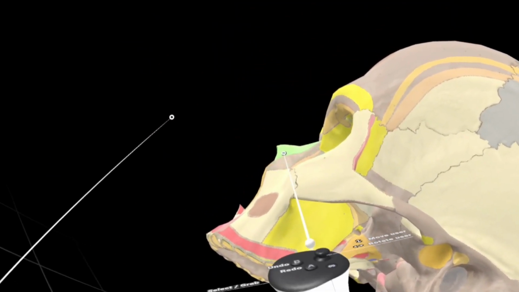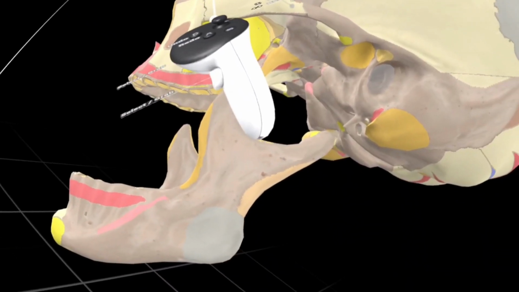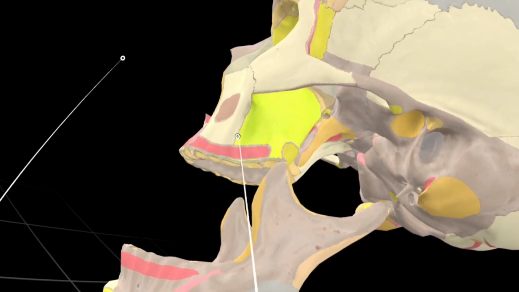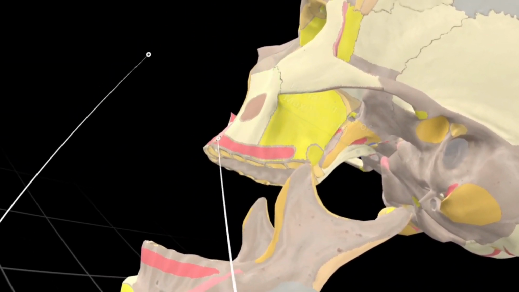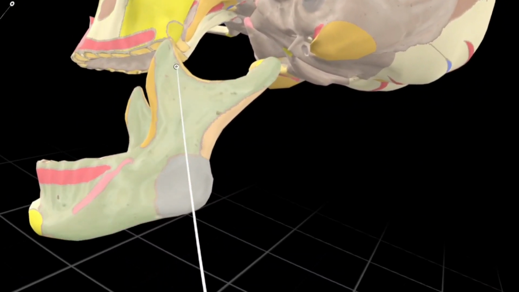Next, let's look at the nasal bone. Pretty easy to remember. The nose bone, the nasal bone. Next, we have the maxilla. It makes up the upper jaw. The maxilla.